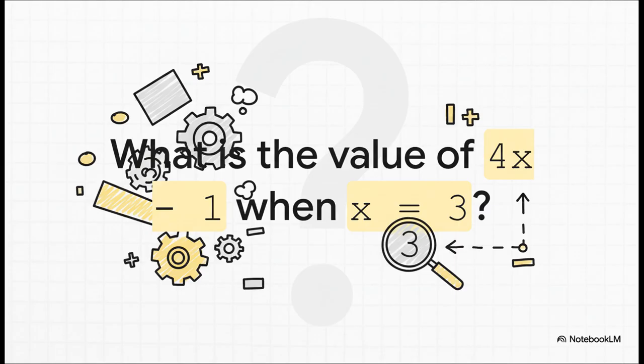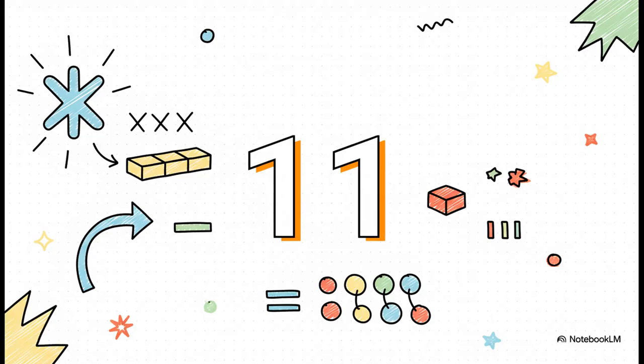What's the very first thing that we need to do here? You got it. The first step is to substitute. We're going to replace that x with the number 3. And once you do that, all you have to do is the calculation. I know you can do this. So, did you get it? The answer is 11. Fantastic work.